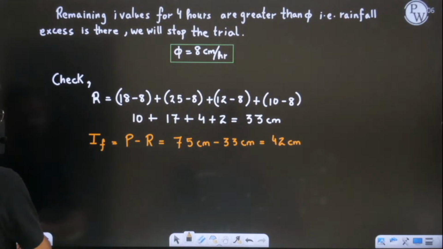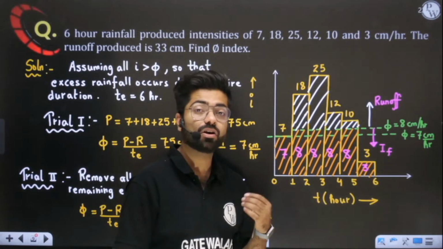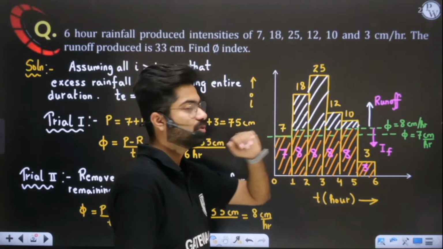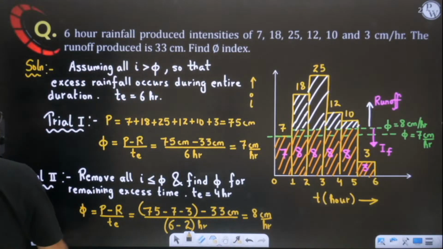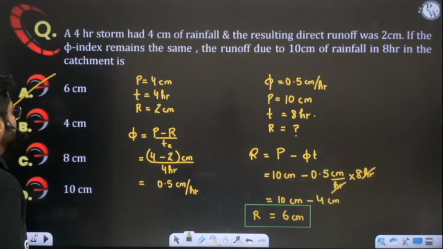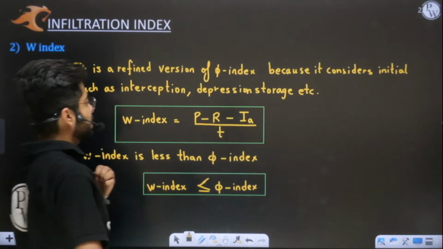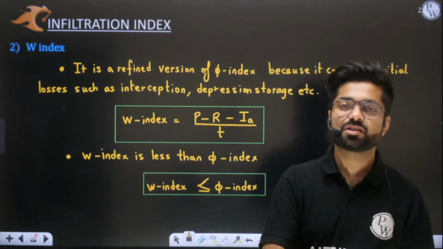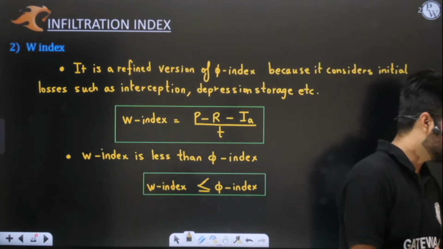And why did we adjust it? We adjusted this phi value until the excess rainfall, this white shaded area, was equal to runoff. We adjusted it up to that value. I hope you have understood the entire concept. And at last we solved some questions and discussed what W index was. W index was more refined and it gives you a value which is less than phi index, because in this we consider the initial losses. So this was what we discussed in the last class.